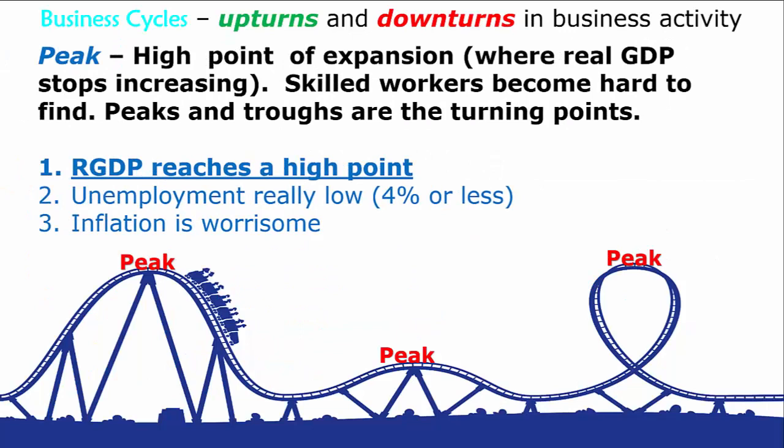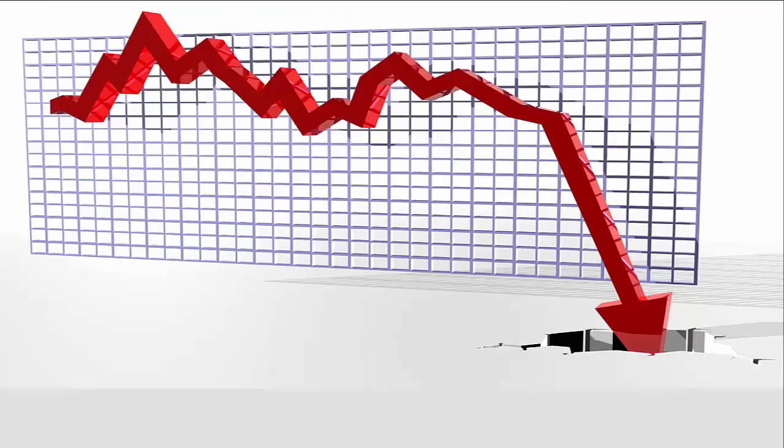And when the expansion ends, we call it a peak. So the defining characteristic is that real GDP reaches a high point. Also during the peak or this turning point, you'll see really low unemployment, and inflation is really starting to get scary. Inflation's a bad thing. So that's the peak. Think of this as a turning point. It's not like a specific length of time. It's just a turning point.